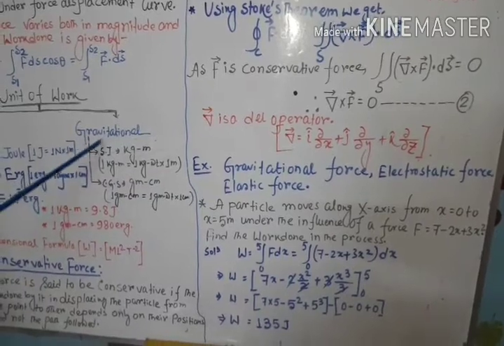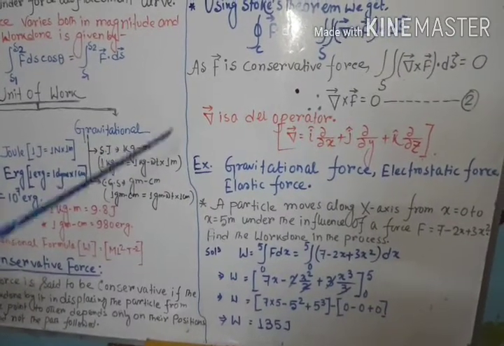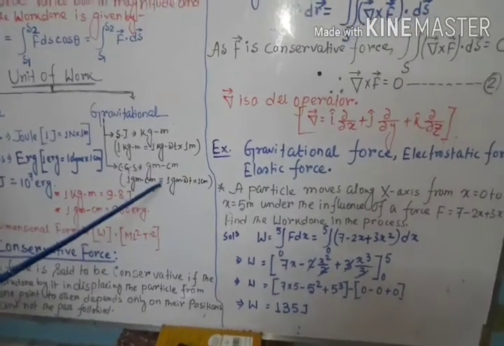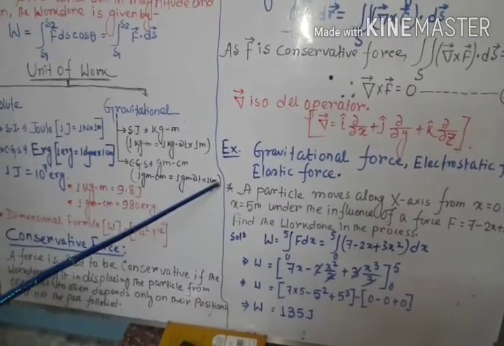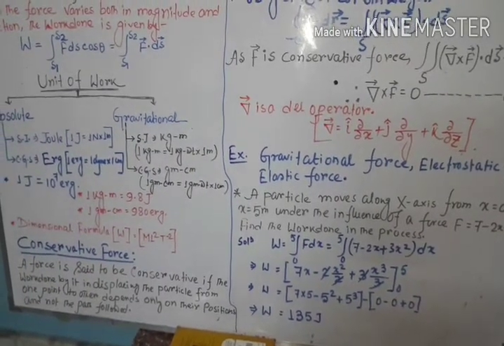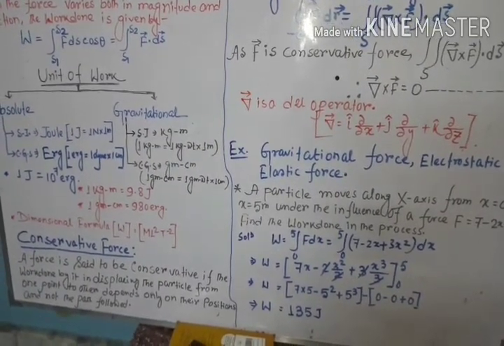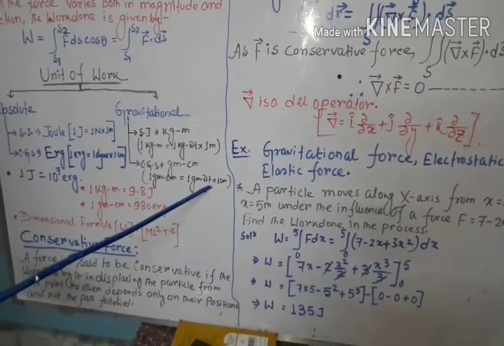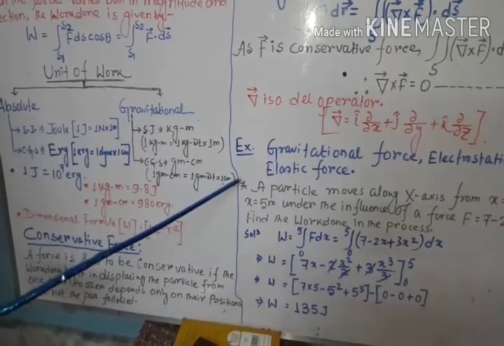The CGS gravitational unit of work is gram centimeter. Mathematically, 1 gram centimeter = 1 gram weight × 1 centimeter. Therefore, 1 gram centimeter of work is said to be done whenever a force of 1 gram weight acting on a body gives a displacement of 1 centimeter.